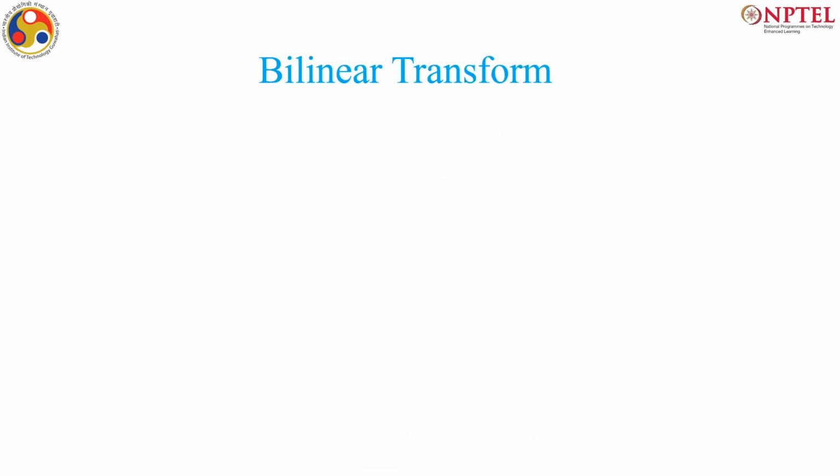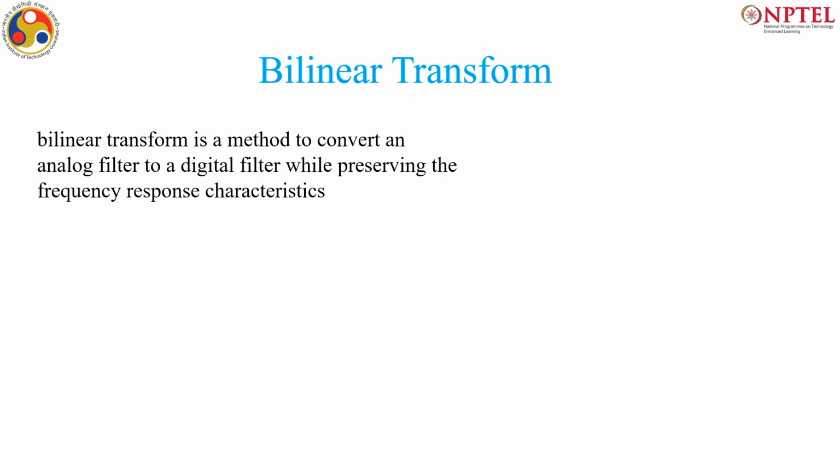So, the final method of this course or this topic is the bilinear transform, and here what we do is we convert the analog to digital while preserving the frequency response characteristics. So, this is the transformation, that is s equals 2 by Ts, 1 minus z inverse by 1 plus z inverse.